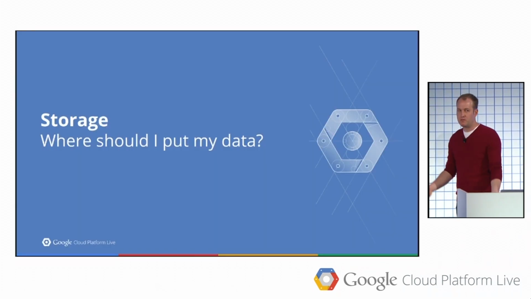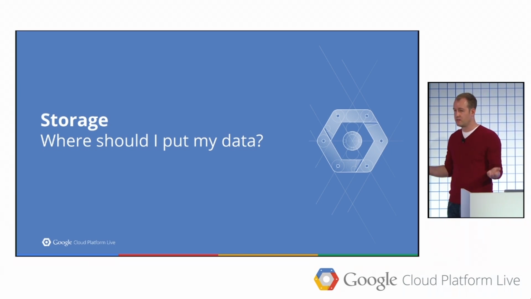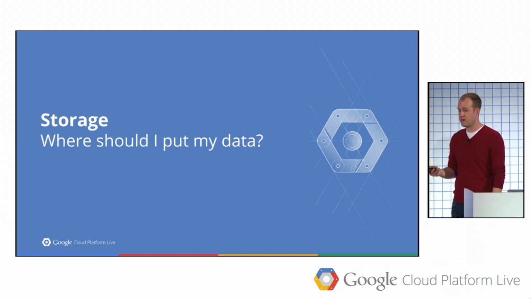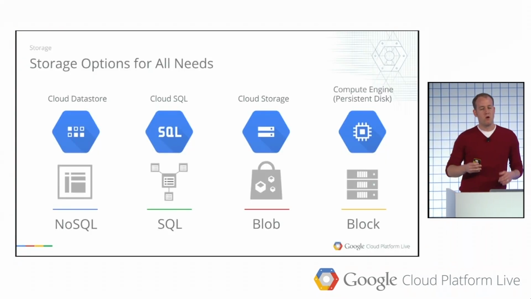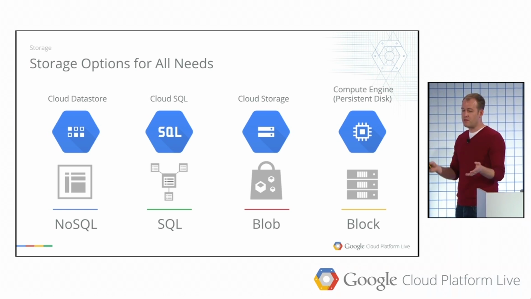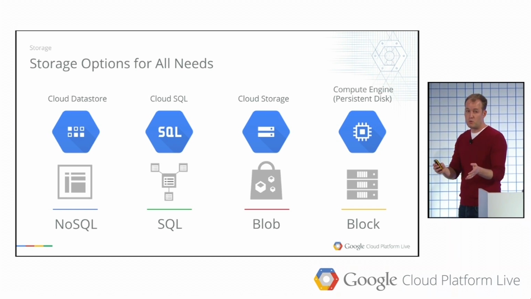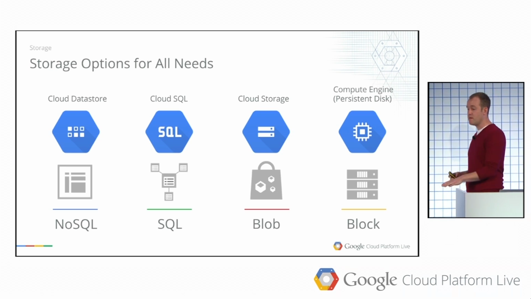So we have our compute system, but now we need to think about where to store our data, because an application really isn't complete unless it has some data to store and interact with. Google Cloud Platform offers a number of different storage options for you guys. So we have everything from our NoSQL, highly available product called Cloud Datastore. We offer a fully managed relational database product called Cloud SQL.